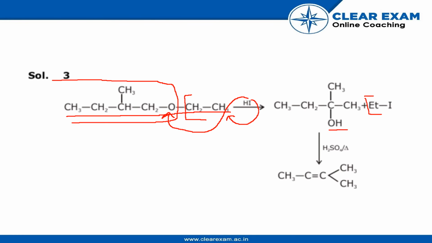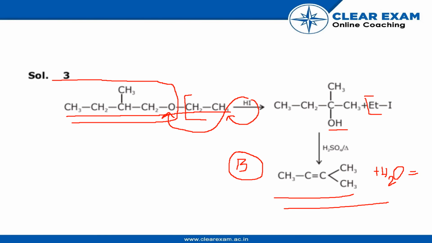And then further treating with H2SO4, it will form CH3, C, double bond C, CH3 and CH3. This will be formed, which is the product B, and the water and all other products will be the minor products.